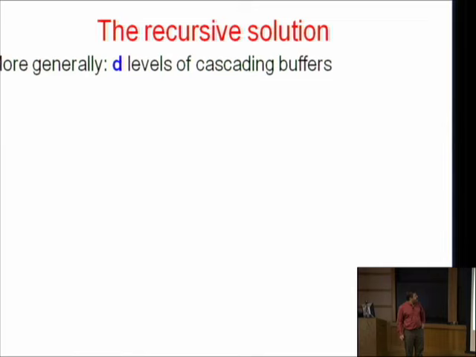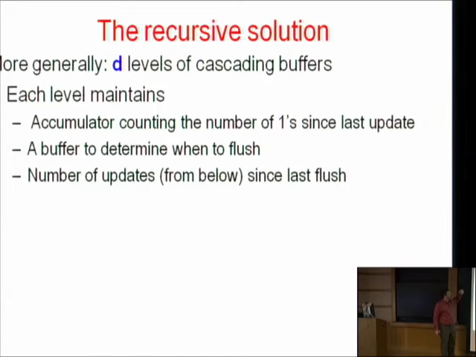We have D levels of cascading buffers. Each level maintains an accumulator counting the real number of ones since the last update, a buffer to determine when to flush, and the number of updates since the last flush. We don't want to have too many very long periods where nothing happens, so we also keep this.